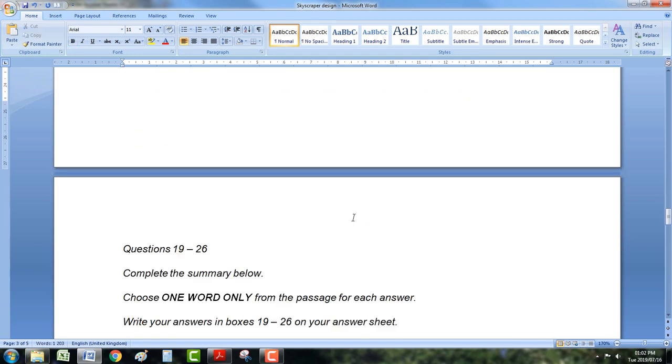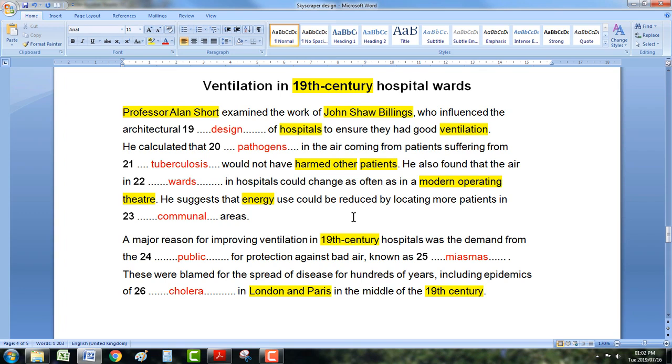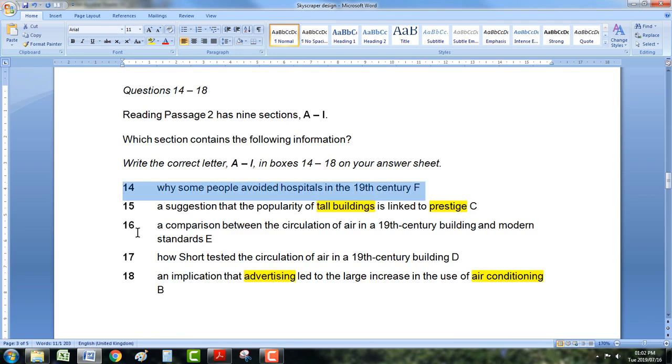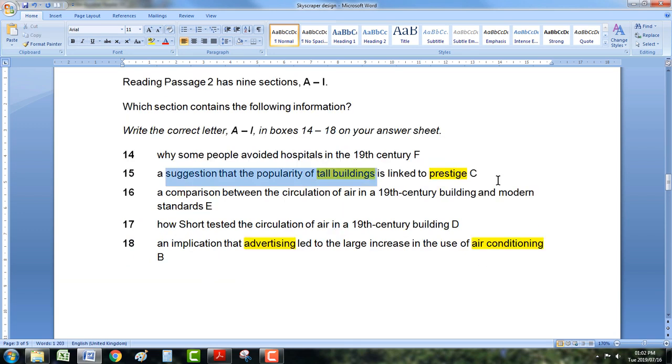Okay, anyway, I hope it helped a bit. A couple of things to notice. IELTS loves choosing these scientific words. Pathogens, tuberculosis, cholera, miasmas. These are all technical medical words, and often IELTS loves to choose them. Secondly, 3 of these, we had actually seen before, and they were in the summary. And then finally, the last 2 were just so difficult. You kind of had to get lucky and spot the synonyms.